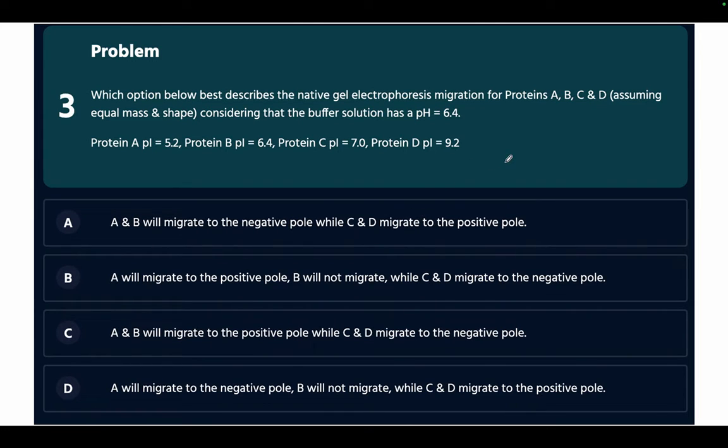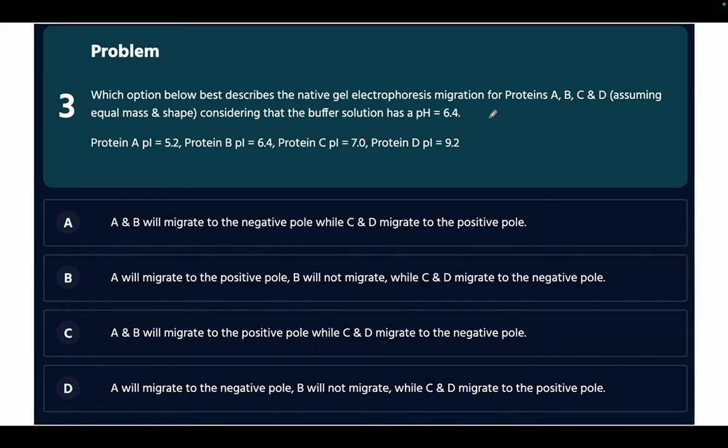So just to help you understand that the charge of the protein is also retained, let's talk through this problem. We have a native gel in which we are going to have proteins A, B, C, and D. Now A, B, C, and D have equal mass and shape, let's assume. But they have different isoelectric points. They're running them in a buffer which has pH 6.4.